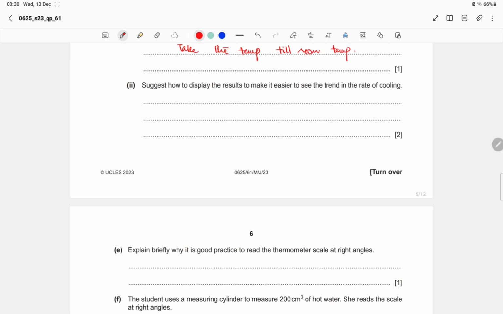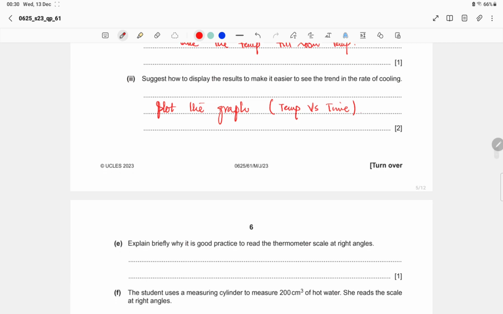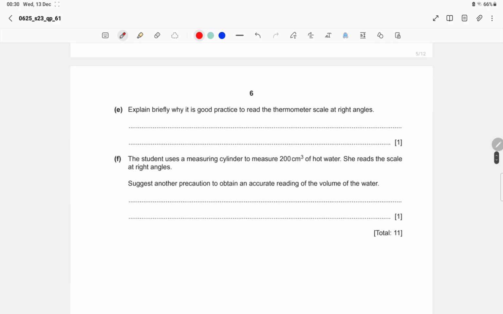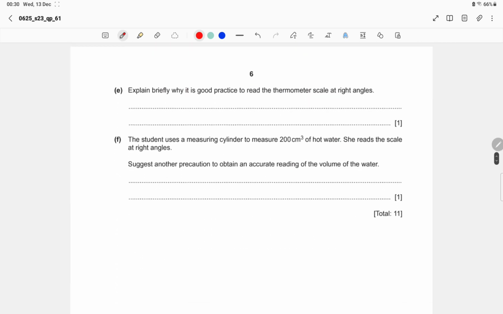Suggest how to display the result to make it easier to see the trend in the rate of cooling. So what you can do is plot the graph, and that graph will be between temperature versus time. Okay, explain briefly why it is good practice to read the thermometer scale at right angles, because we have to avoid parallax error.